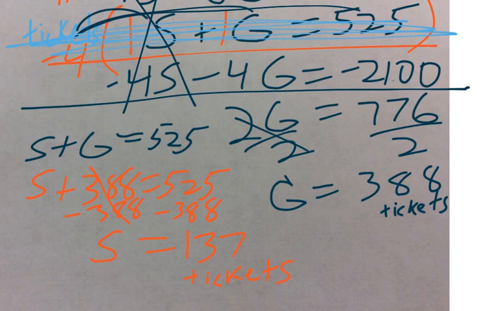So just remember, if you have two rates, you want to do standard form. And if you have one rate, you want to do slope-intercept form. That wraps it up.